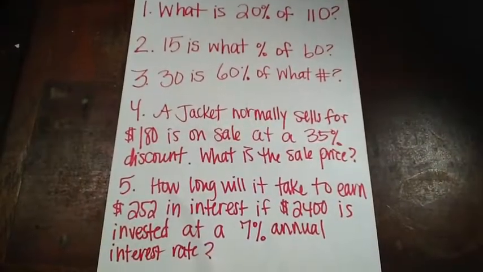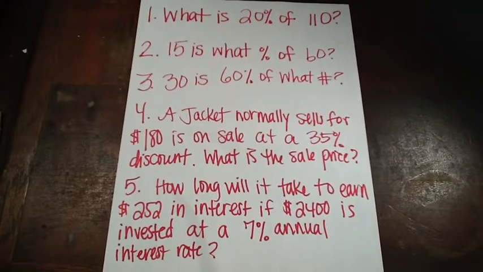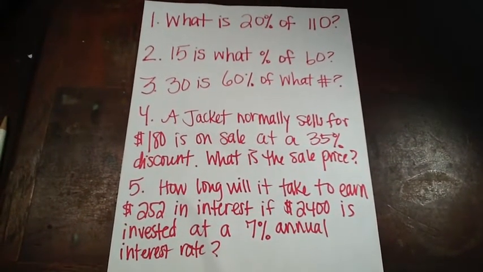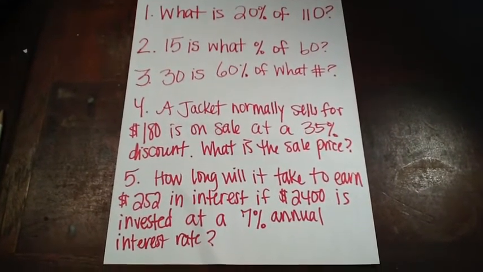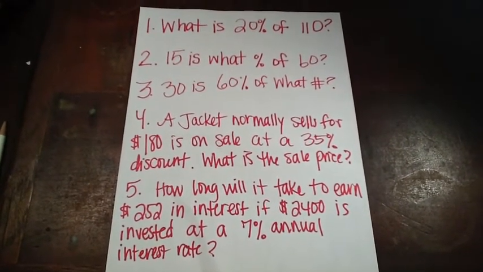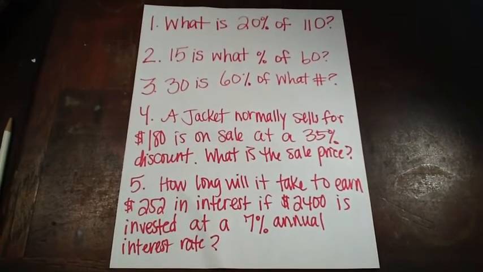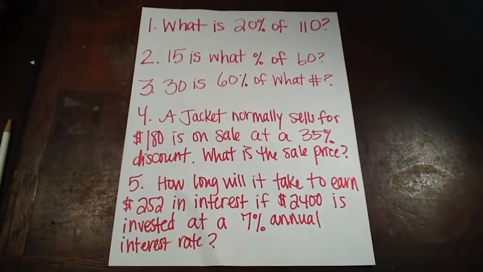All right, you have 5 problems to do for me. Numbers 1, 2, and 3. Go ahead and use the percent equation to solve for the missing part. Number 4. It says a jacket normally sells for $180, is on sale at a 35% discount. What is the sale price? So go ahead and use the discount formula that we talked about to solve for the missing price.